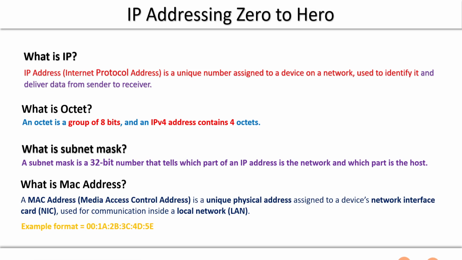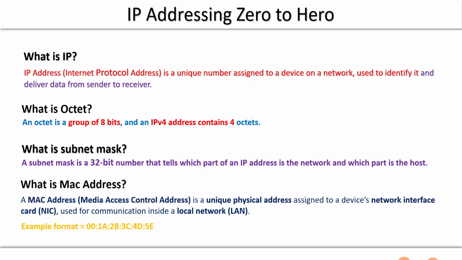Now come to the octet. What is an octet? A group of bits, right? In one octet, how many bits do you know? One octet consists of 8 bits, like 10101, total 8. And 8 bits means binary numbers, 0 and 1, right? Binary number means machine language, which the machine can understand.